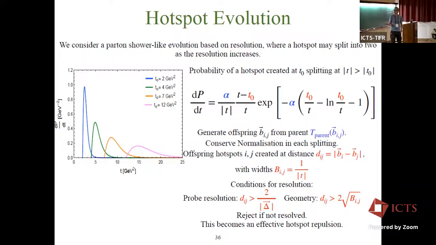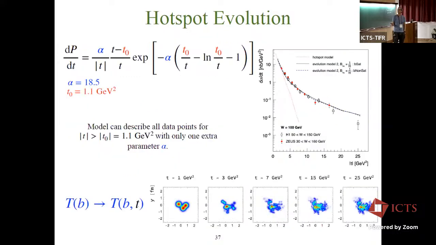So this effectively gives us a repulsion of the hotspots. If they are too close, they cannot exist. So that means that we generate hotspots which are a little bit apart. So that naturally falls out of our resolution picture, a little bit of hotspot repulsion, which has been suggested by some groups to solve some problems in flow dynamics, for example, in the initial state. So we can implement this.